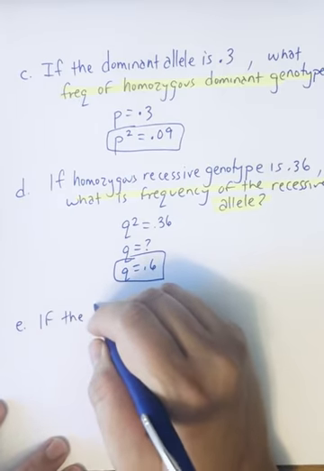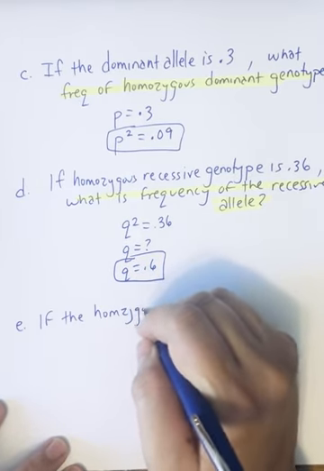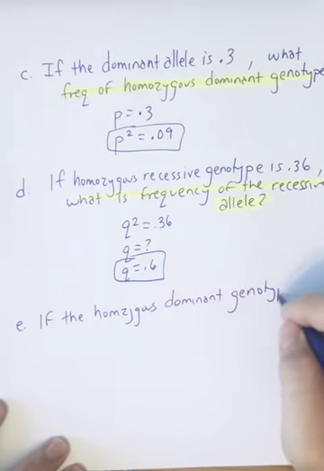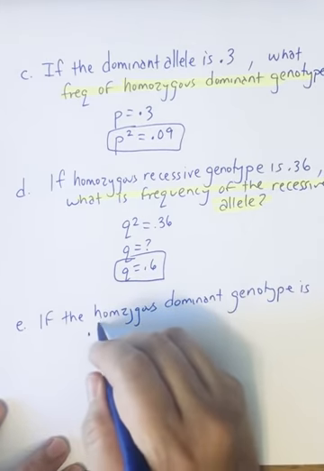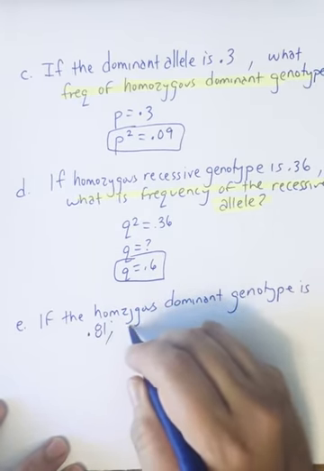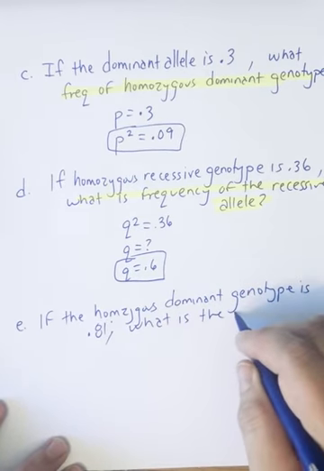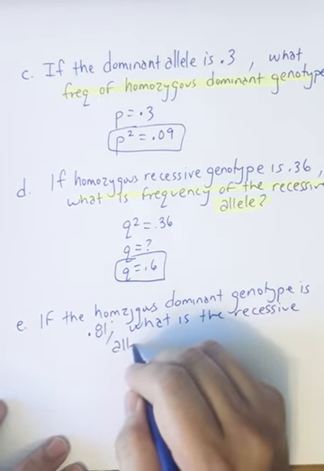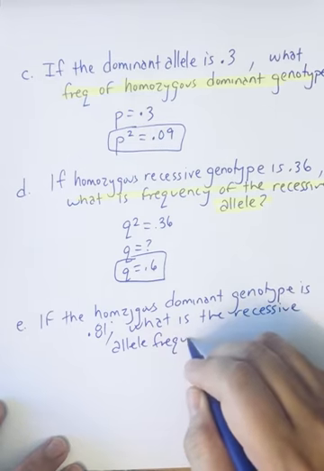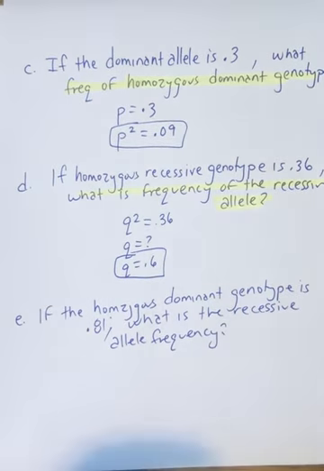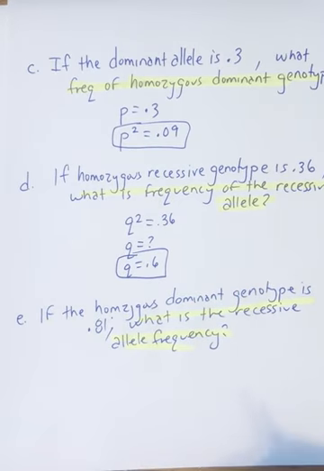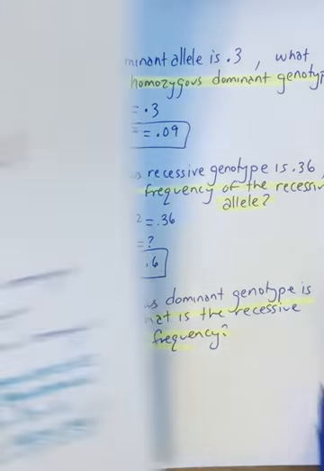If the homozygous dominant genotype is 0.81, what is the recessive allele frequency? What is the question asking? What is the recessive allele frequency? So what do I want to know? P, Q, P squared, 2PQ, Q squared. What's given? Homozygous dominant genotype.